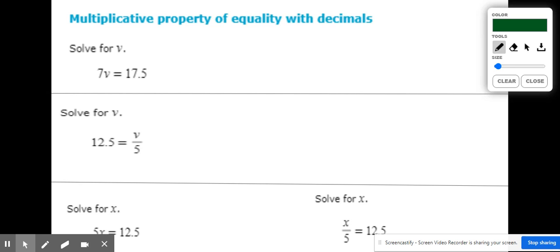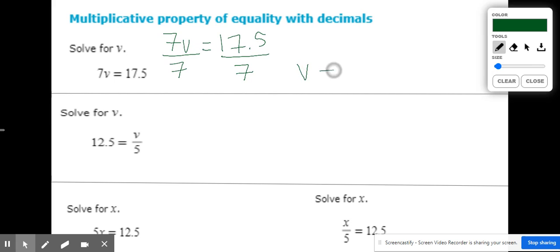So now we're going to look at the same thing again, the multiplicative property of equality with decimals. So we have 7v is equal to 17.5. And as we know, we're saying that if we repeatedly add this number, v, 7 times, we get 17.5. So let's divide that out by 7, by our coefficient, and find out what that is.